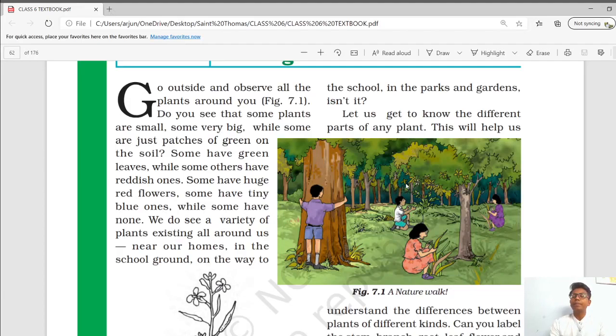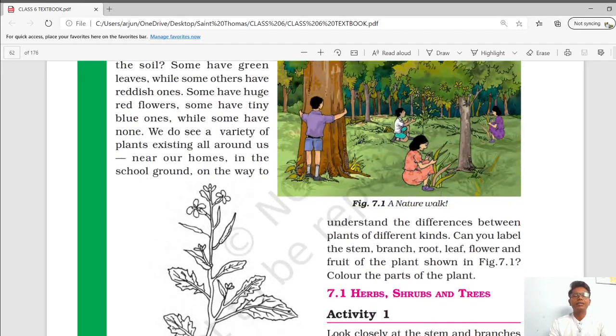We do see a variety of plants existing all around us, near our homes, in the school grounds, on the way to school, in the parks and the gardens, isn't it? Yes, we see plants everywhere. Let us get to know the different parts of any plant. This will help us understand the difference between plants of different kinds.